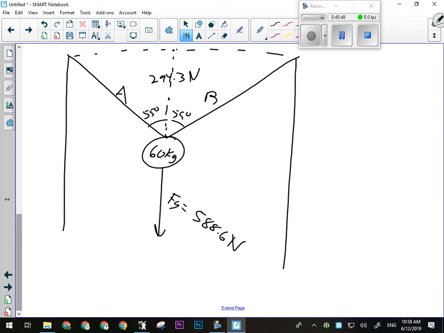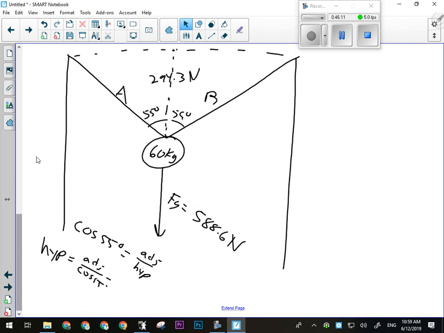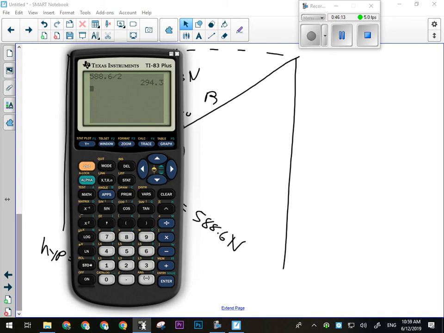And now I can calculate the tension in this cable using trigonometry. It's the hypotenuse and I have the adjacent side. So the cos of 55 degrees equals the adjacent side, which I have, divided by the hypotenuse. So to get the hypotenuse, which is the tension, it'll be adjacent divided by the cos of 55 degrees. So this number divided by the cos of 55.